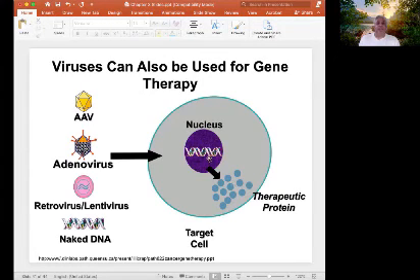And once that gene is there and it turns itself on, then you're going to produce proteins which could then supplement what the cell was missing. So if this cell was not producing insulin, by putting the insulin gene inside the virus, you can turn this pancreatic cell into an insulin-producing machine, therefore curing that type of diabetes, right?